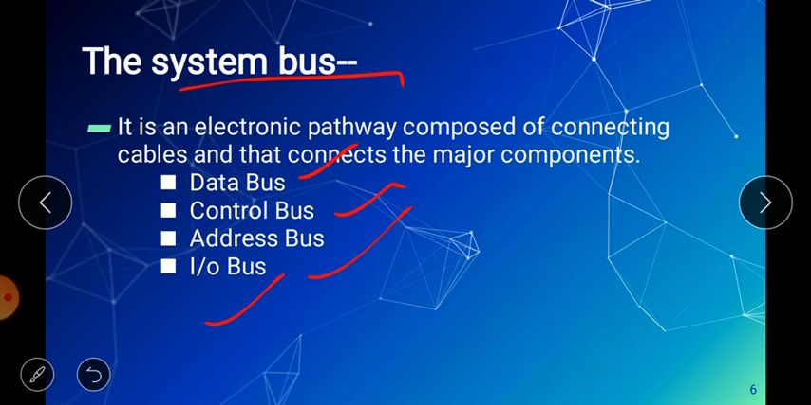The control bus is used to send control signals from the control unit to the other devices, meaning the control unit sends control signals with the help of the control bus to different parts of the computer. And what does the address bus do? The address bus finds the address of any specific data. So this bus is known as the address bus. And the second is the IO bus, meaning the data which you input, or the data given to the output device, is moved with the help of IO buses.